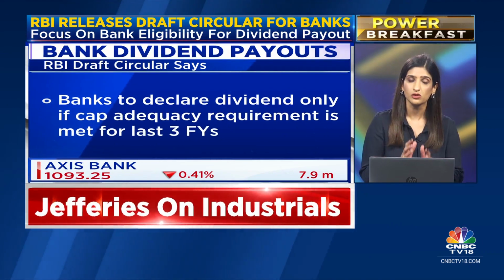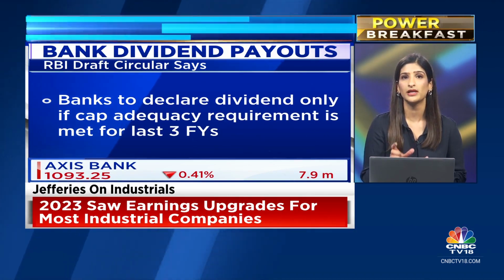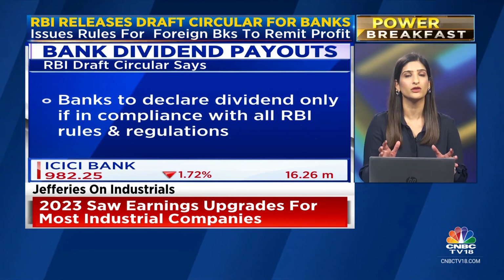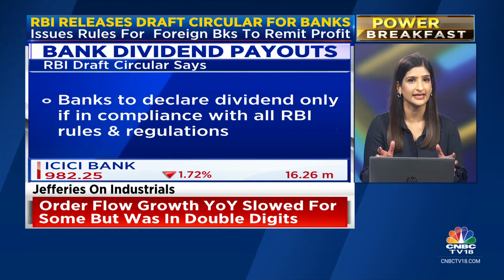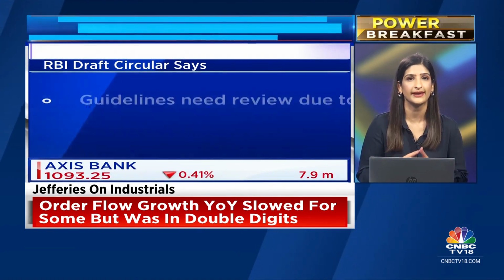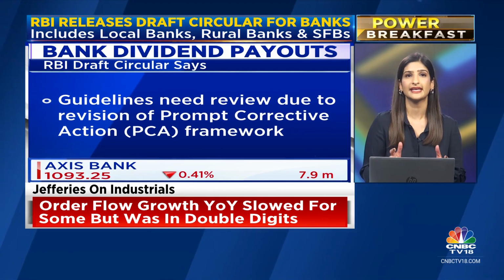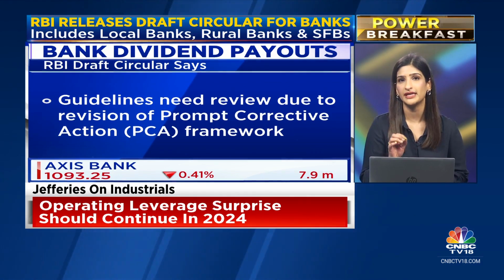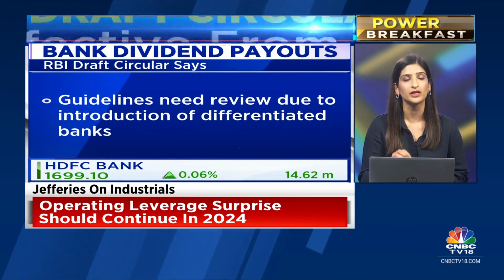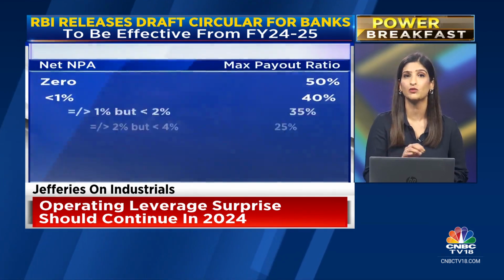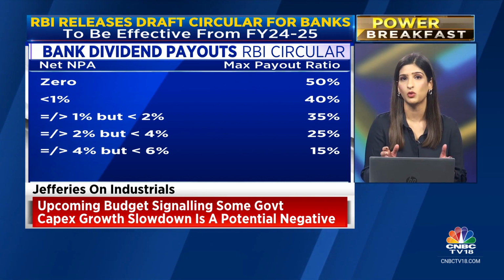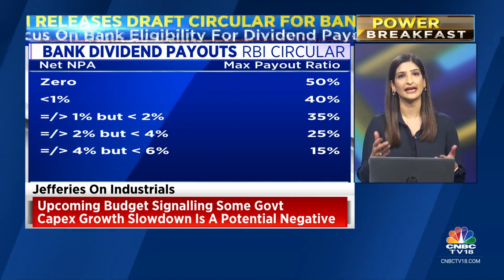The regulator has also stated that the dividend payable will include dividend on equity shares only and proposed a cap on the total payout of dividend that banks can make depending on the NPA ratio. For instance, RBI has said that dividend payout ratios for banks would be capped at 50% if the net NPA ratio is 0, 40% if net NPA is less than 1%, 35% if net NPA is greater than or equal to 1% but less than 2%, and so on.